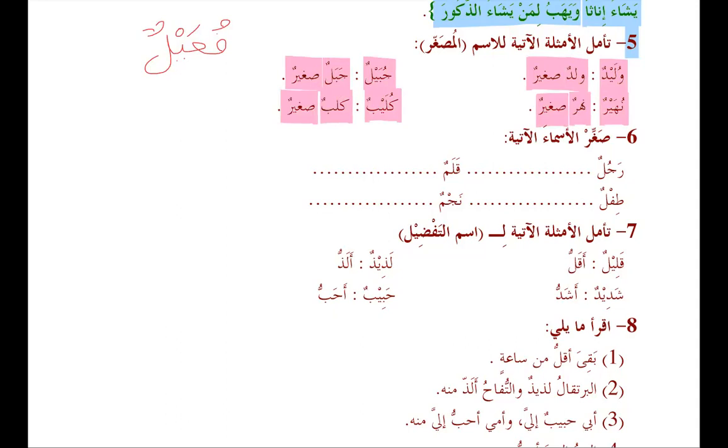So he says: صغر الأسماء الآتية. So basically make اسم تصغير of رجل, قلم, طفل, نجم.